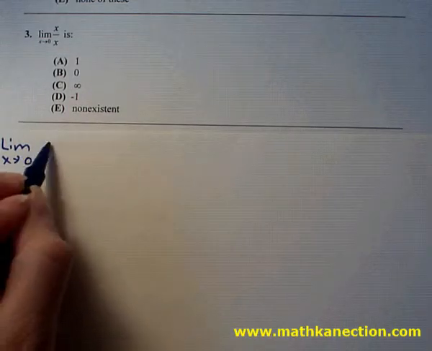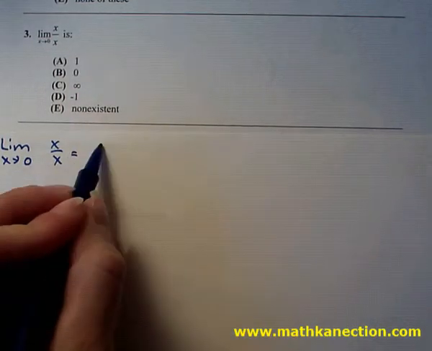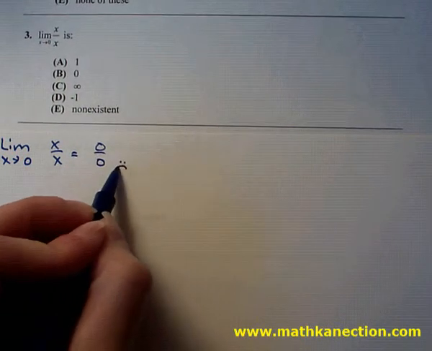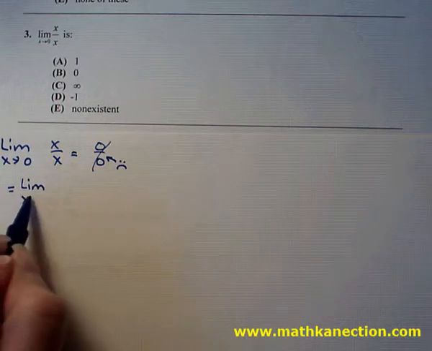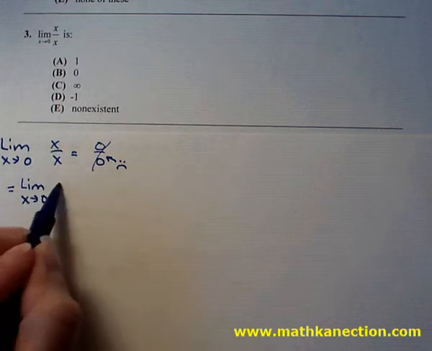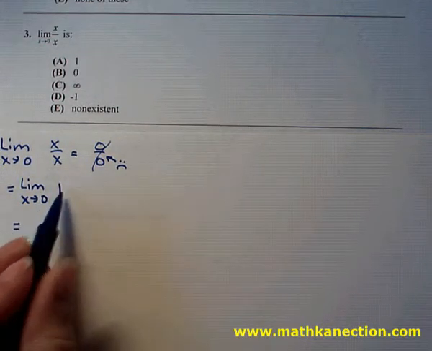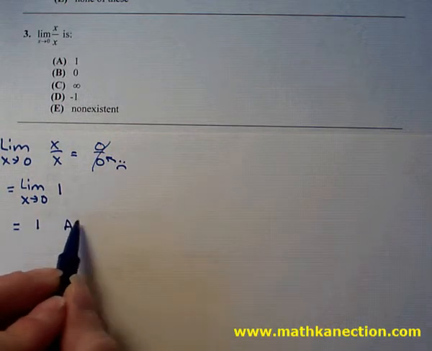In problem number 3, we have the limit as x approaches 0 of x over x. Again, replacing in 0, we see that we cannot divide by 0, so we have to do some algebra. Noticing that x divided by x can be reduced to make 1, our limit as x approaches 0 is equal to 1, letter choice A.